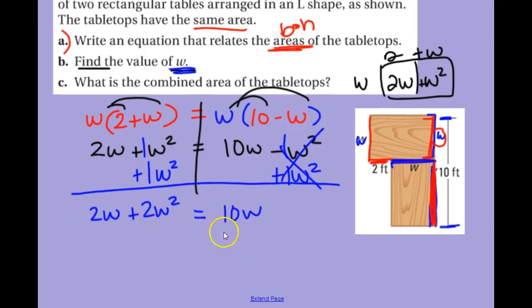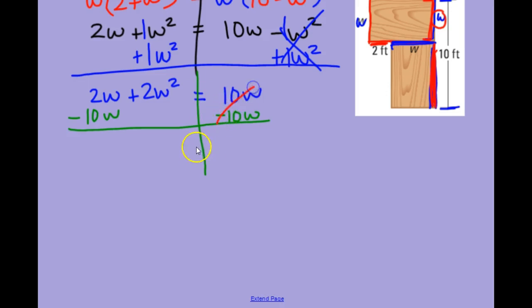So we need all of the letters and numbers on the same side, so I'm going to subtract 10w over to the other side. Notice I'm putting the terms under the like terms. Notice I put this under w's because we can combine those. Notice I put this under w squared because you can combine those. So those eliminate and we're equal to 0. And 2 minus 10 is negative 8w, and then plus 2w squared. If you want to write the bigger term first, you can, but since this is how it's written, I'm just going to leave it for now.